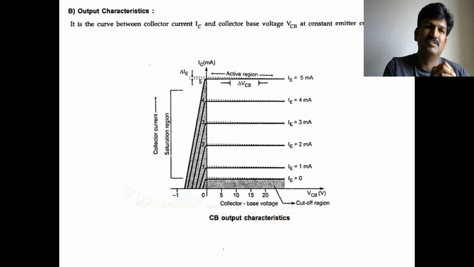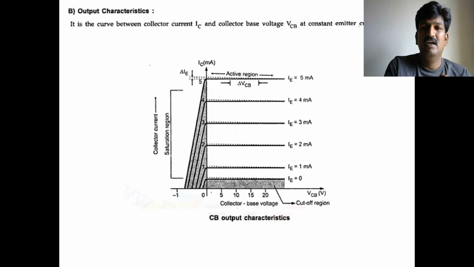Output characteristics. In the output characteristics, you are going to determine the relation between the collector to base voltage and the collector current. You are going to observe how the collector to base voltage impacts the collector current. You should understand, collector to base voltage is not impacting the collector current. I will explain how.